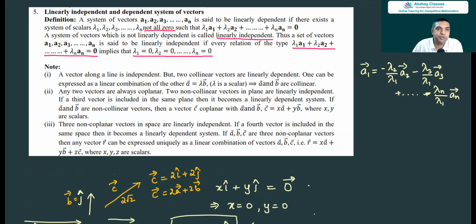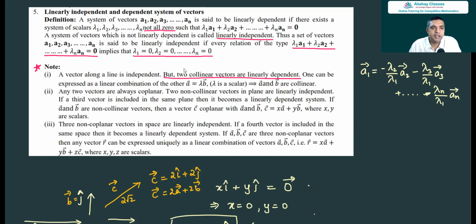Now this note is very, very important. A vector along a line is independent. Yes, a single vector along a line is independent. But two collinear vectors are always linearly dependent, because one of the vectors can be written as a multiple of the other. So a bar and b bar, if they are collinear, then a bar equal to lambda times b bar.